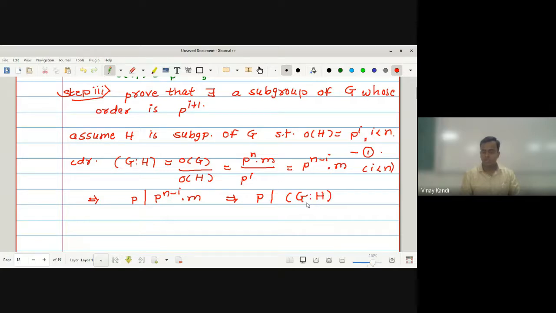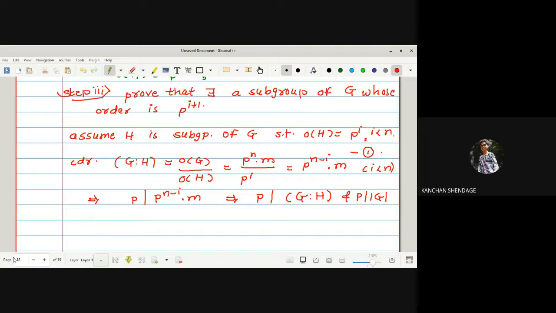Hence it implies that p divides the index of H in G. Okay, any doubt up to here? And also we have p divides order of G. Any doubt up to here? No, sir.